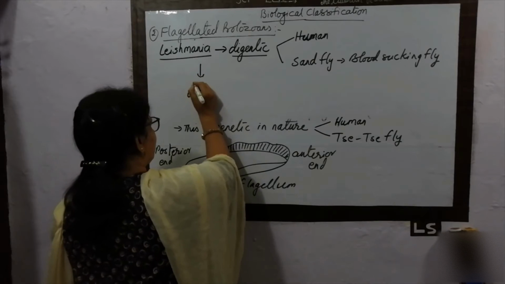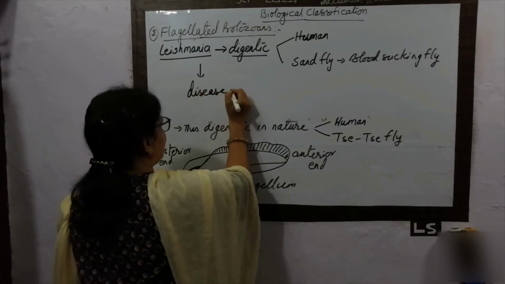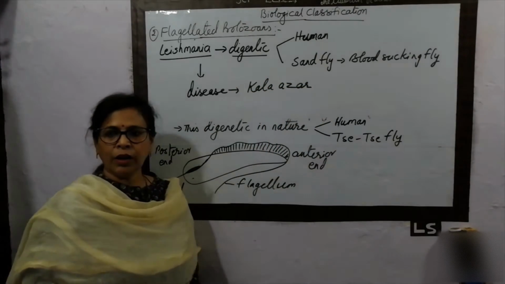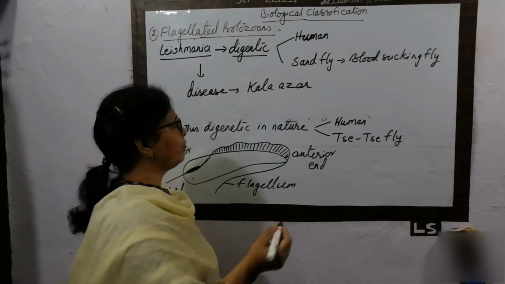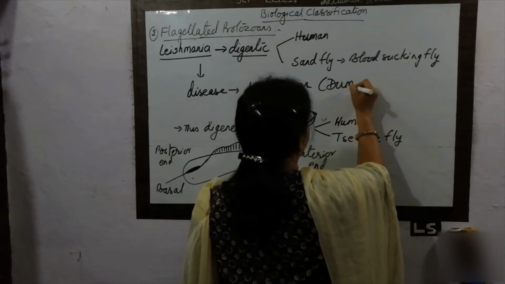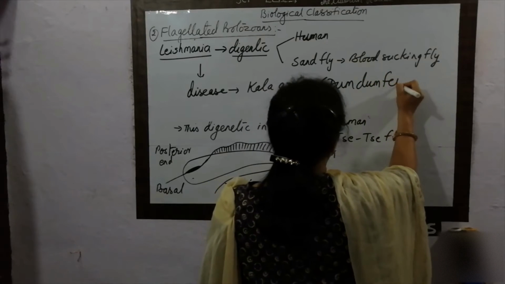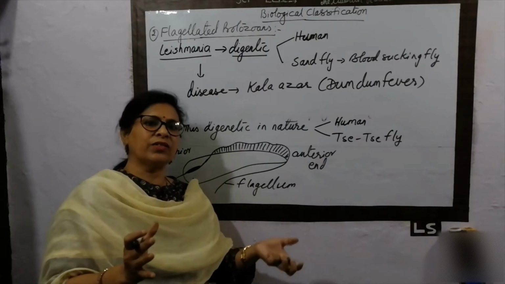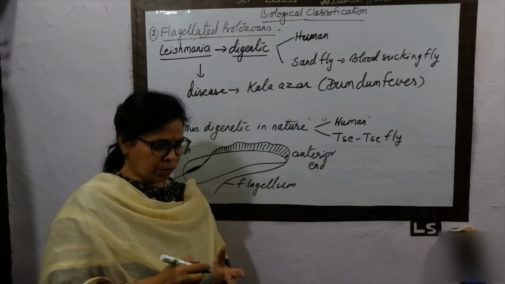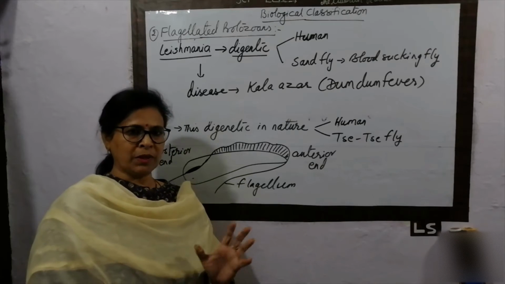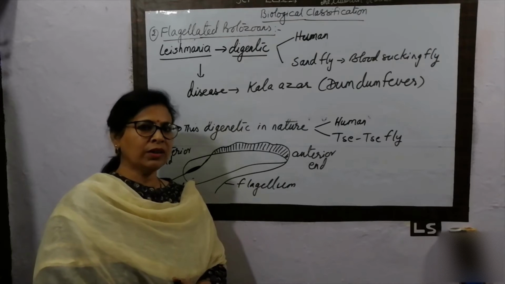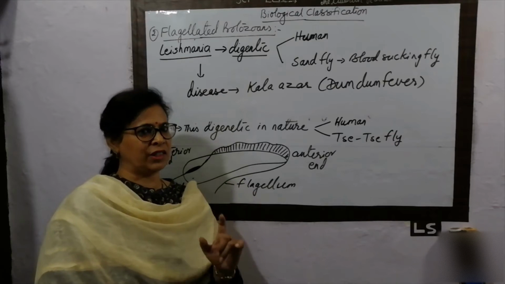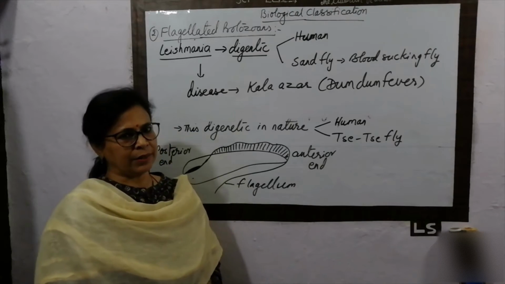The disease caused by this flagellated protozoan is called Kala Azar. In common language, this disease is also called dum-dum fever. What happens in this disease? All the visceral organs get enlarged, and that is problematic for anybody suffering from this disease. The flagellated protozoa are free living, but they are also disease-causing parasites, and flagella is the special character present in their body, so they are called flagellated protozoan.